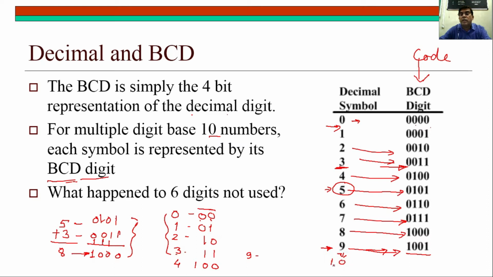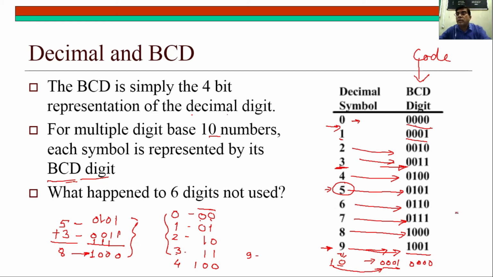What is 10? 10 is represented as, for 1 we have 0001, and for 0 we have 0000. 10 is a combination of 1 and 0. So first write 1 here, and then for 0 we write 0000. This is the correct BCD.